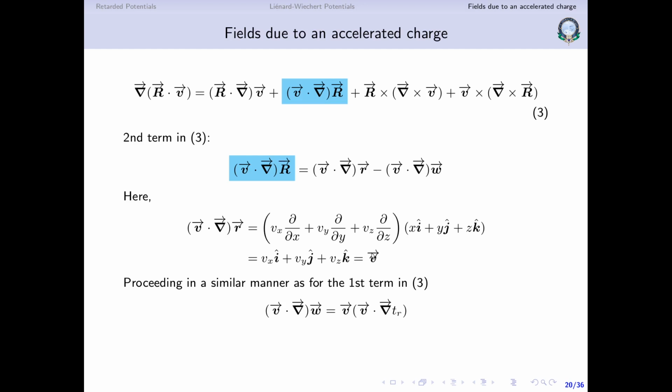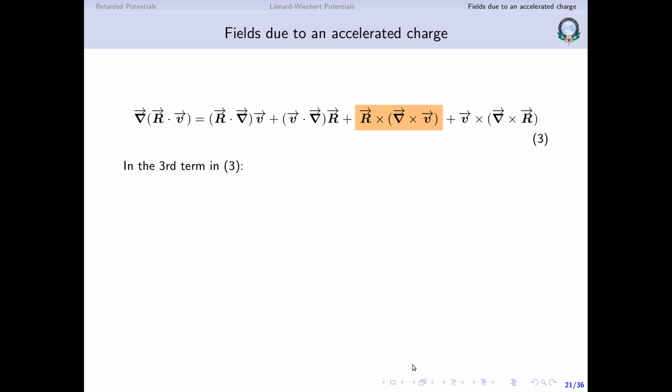So putting these together, we will get a V here, and instead of that, we'll have this one. So we will get the second term to be equal to V minus V into V dot gradient of TR. So you got another term. The first term also had a gradient of TR, and the second term also has a gradient of TR. Now we go to the third term. The third term is R cross del cross V. We need to find out the third term as well.